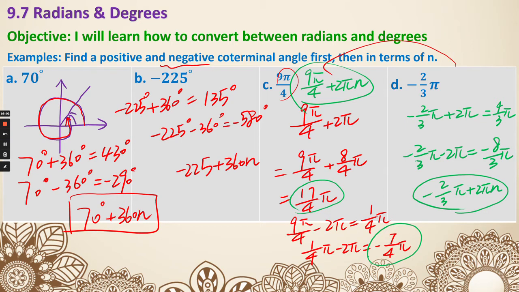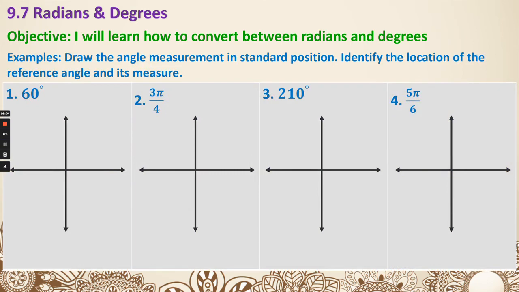Last thing, let's talk about reference angle. Draw the angle measurement in standard position, and then identify the location of the reference angle and its measure. So number 1, 60 degrees, right here. Just need to draw it in the first quadrant. So something to be clear.